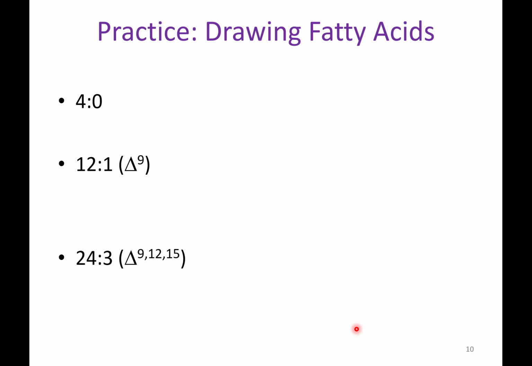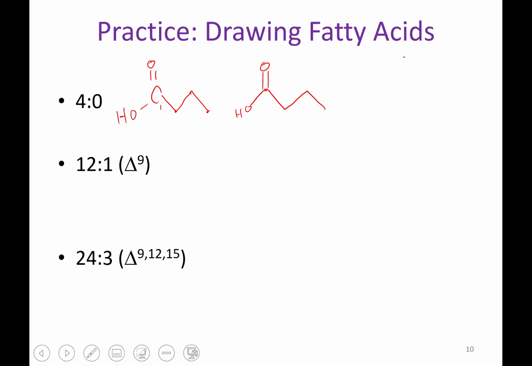Okay, so let's do some practice drawing fatty acids. So 4 semicolon 0. First draw our fatty acid. We can have an H there, it doesn't really matter. This would be carbon 1, carbon 2, 3, 4. You don't really need to draw that carbon explicitly. So 1, 2, 3, 4. Right, so that's pretty simple.